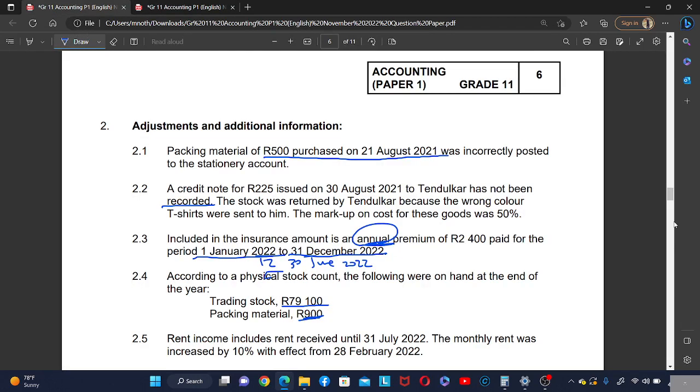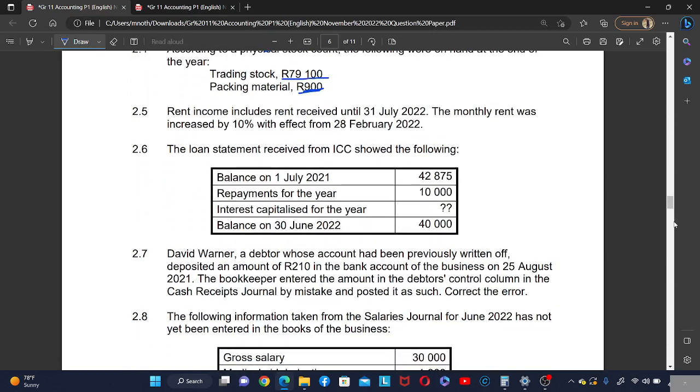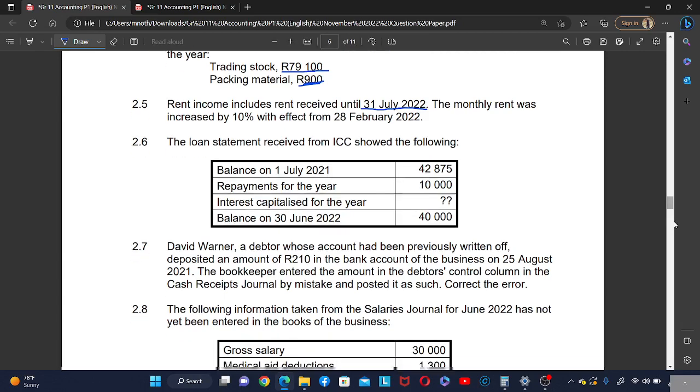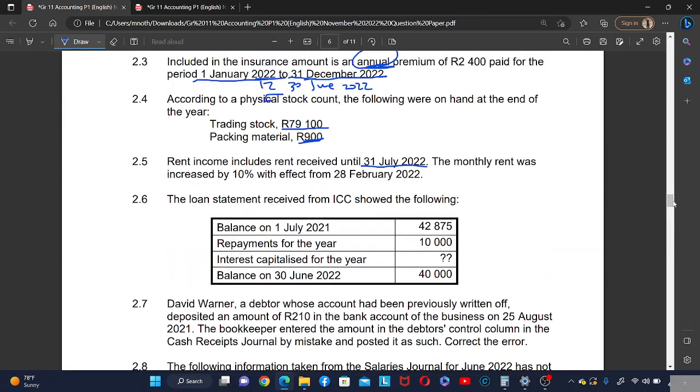And then they said rent income includes rent received until 31 July 2022. So meaning that we have 1 month in advance because our year ends on 30 June. The monthly rent was increased by 10% with effect from 28 February 2022. Okay. So what you are going to do is this.